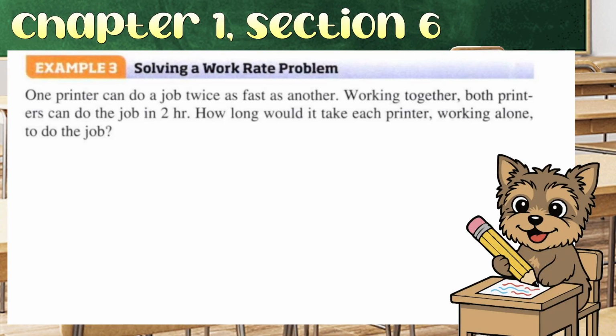Hey everybody, in this video we are still on chapter 1 section 6 and we are on example 3, solving a work rate problem. One printer can do a job twice as fast as another. Working together, both printers can do the job in 2 hours. How long would it take each printer working alone to do the job?